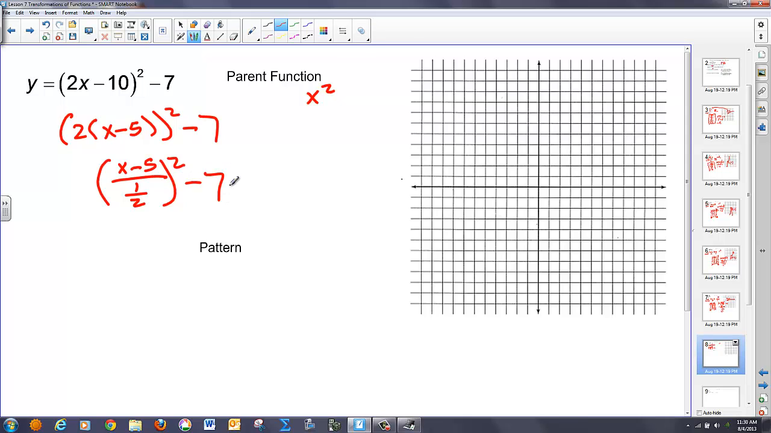You'll notice that anything divided by a fraction, I multiply by the reciprocal, so this is the same as multiplying by 2. So in this case, I have a b value of a half, an h value of 5, and a k value of -7. -7 means I move down, 5 means I move right, and I have an x multiplier of a half. I'm going to translate over 1, 2, 3, 4, 5 down 7.